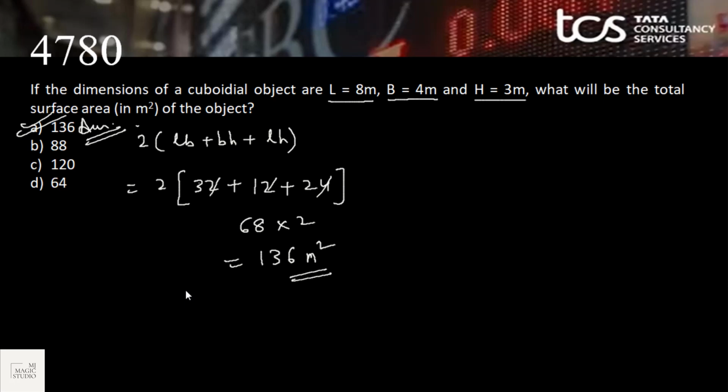Mensuration 3D, compulsory 2 questions in TCS NQT, TCS Ninja. For 3-dimensional figures, please go through cuboid, cube, right circular cylinder, then cone, sphere, hemisphere, frustum, and the questions revolve around them for surface area, total surface area or volume.